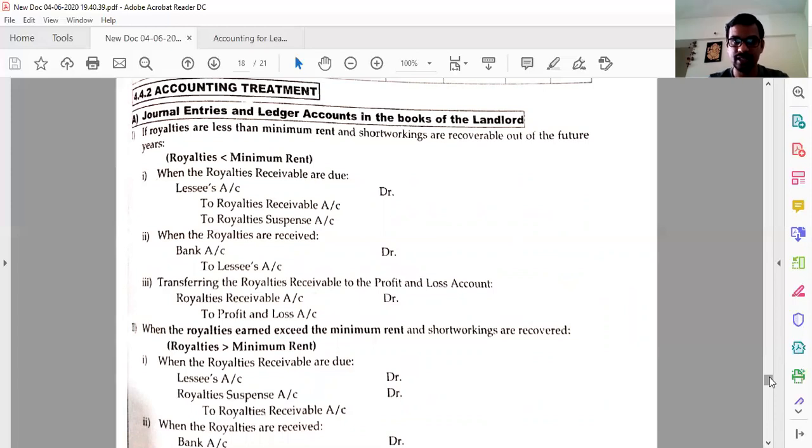First entry, when the royalties receivable are due: lessee's account debit to royalties receivable account, to royalties suspense account. Second, when the royalties are received: bank account debit to lessee's account. Third, transferring the royalties receivable to the profit and loss account: royalty receivable account debit to profit and loss account. These entries are recorded in the books of landlord or lessor when royalties are less than minimum rent.